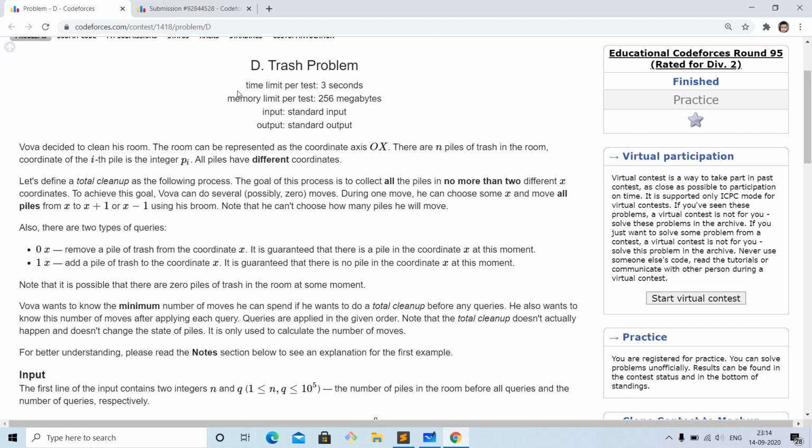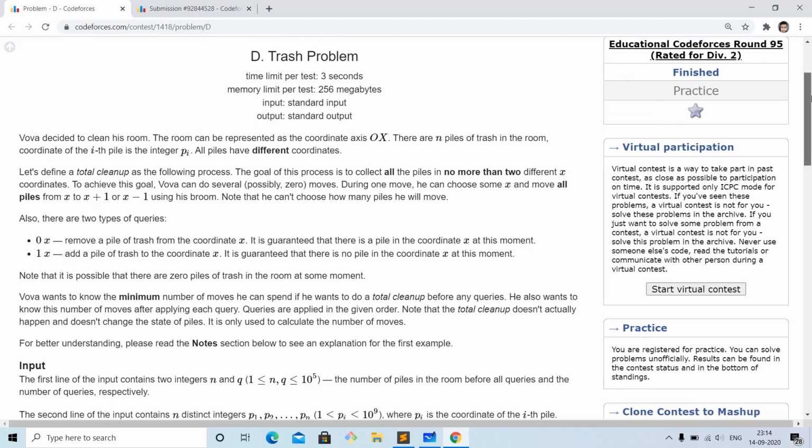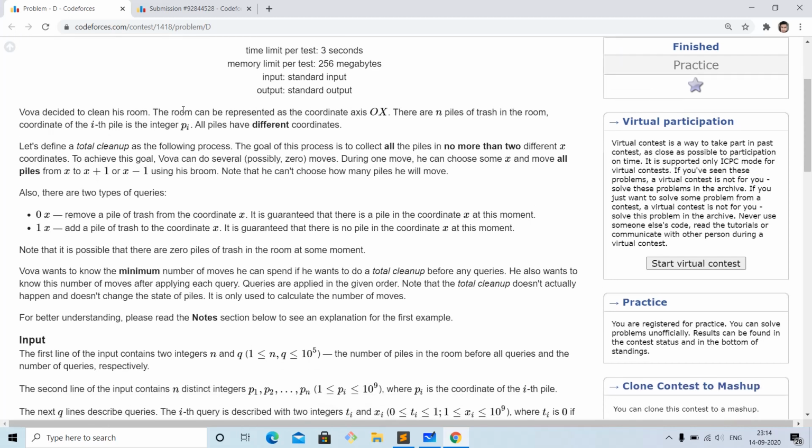Hello everyone. In this video, I am going to discuss the Trash problem of Educational Codeforces Round 95 Div 2. So what is this problem all about? We have a room which can be represented as a coordinate axis OX, and there are n piles of trash in the room located at distinct positions denoted by p_i.